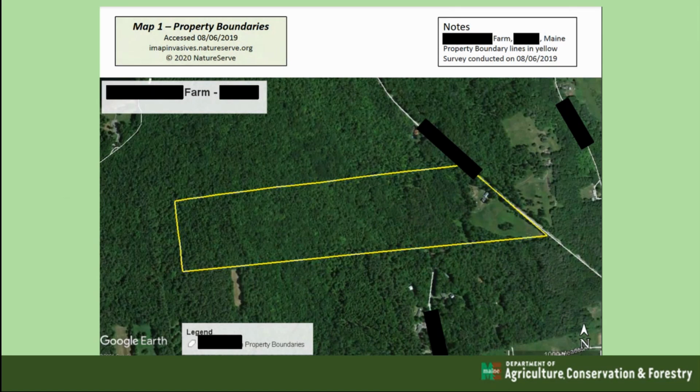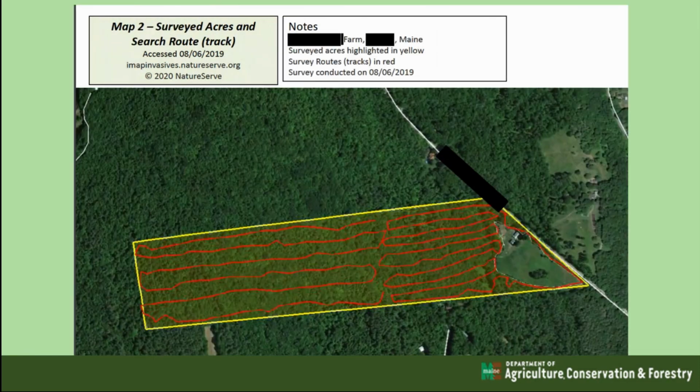Here's an example of a property boundary map that was done on Google Earth. You can see a very simple map. It just needs to show where the boundary of the property is. The next map here shows surveyed acres, so the track that the individual used when surveying. And this is the map that'll be referenced during the surveyed section.